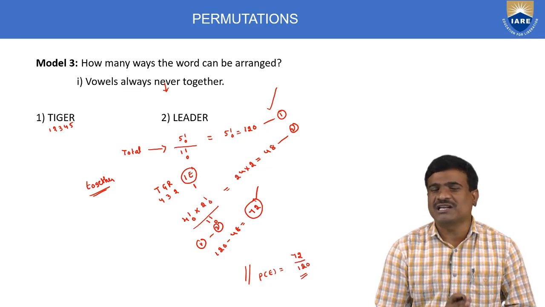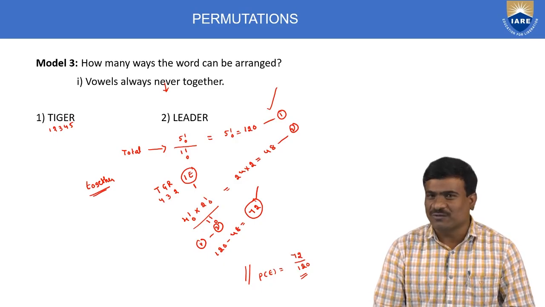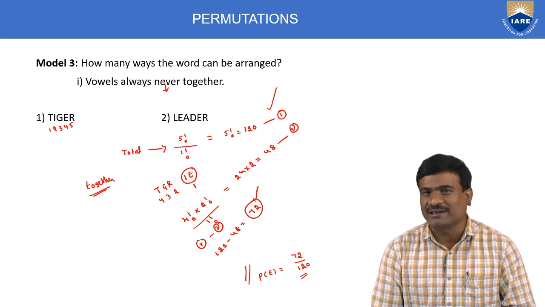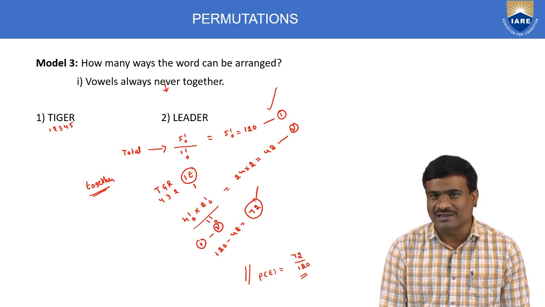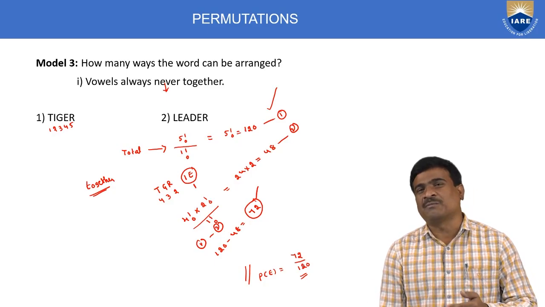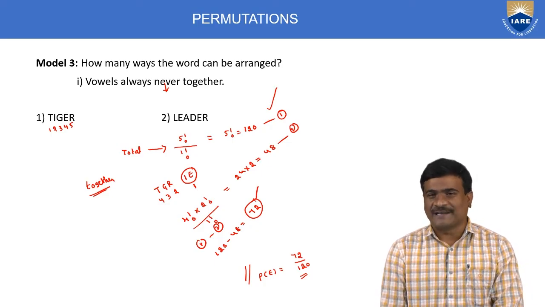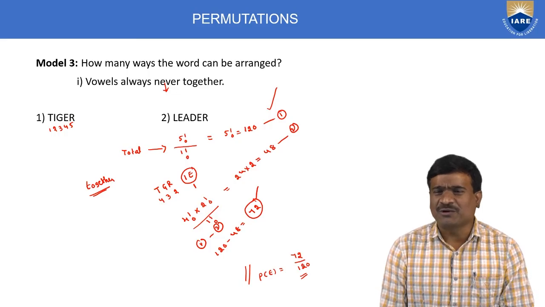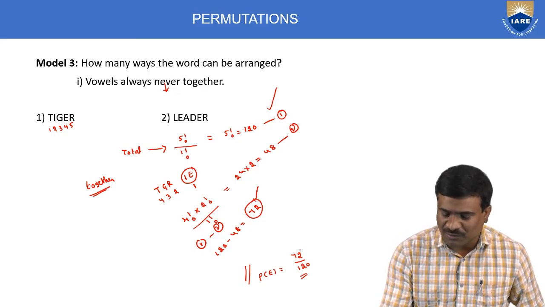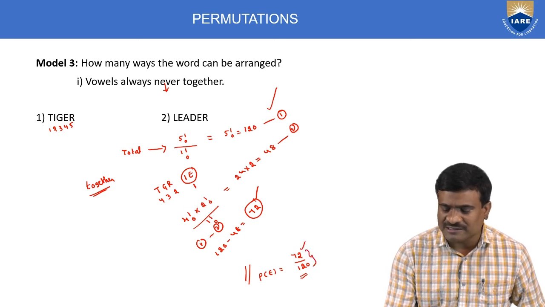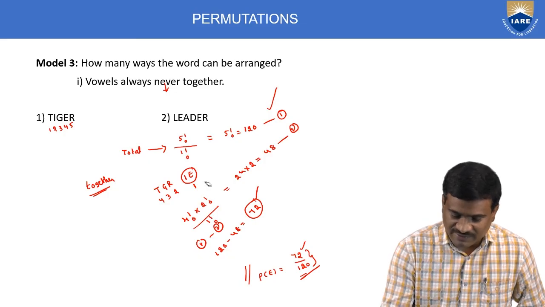Once again, a probability example. Find the probability that the vowels are never together. The numerator is the event condition, vowels never together. The denominator is the total number of arrangements, using the first equation, 120. 72 by 120 is called probability. Only 72 is called permutation. 72 by 120 is probability. Okay, so for the first one, TIGER, the answer is 72.